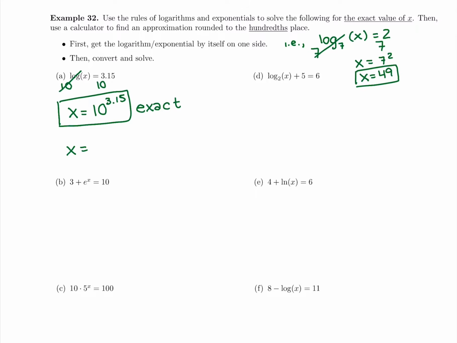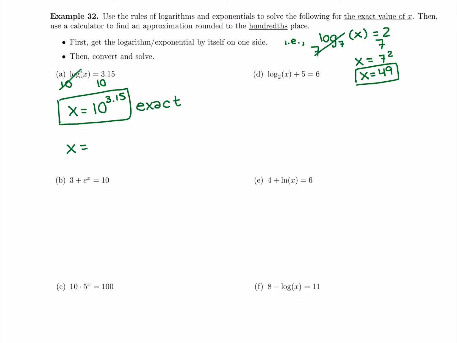And we're supposed to round to the 100th decimal place, which will be the second decimal place. And I'm getting 1,412.54. And you could plug back in to the original function to check if this is right. You could do log of 1412.54, and you'll see that you'll get about 3.15 out.